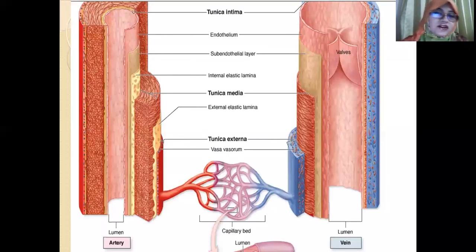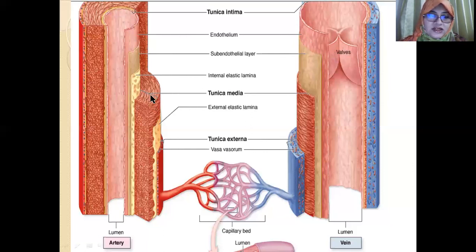This is the figure where we can see an artery and a vein. This is the tunica intima layer of the artery, which consists of endothelium lined by simple squamous epithelium, then the subendothelial layer, and this is the internal elastic lamina, whereas in the veins there is simple squamous epithelium lining and valves are present in this lumen, and there is a subendothelial layer present.